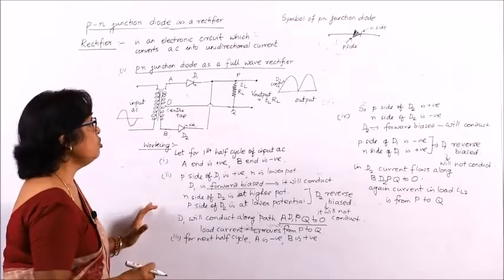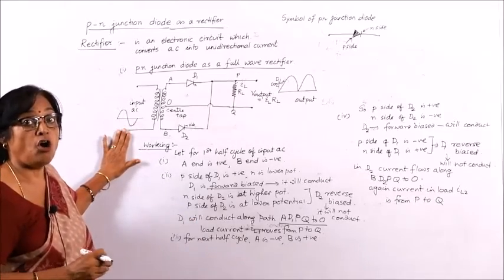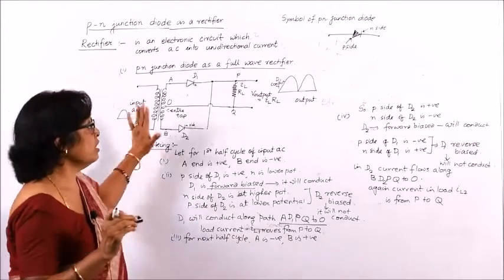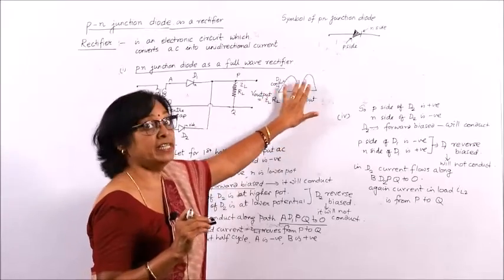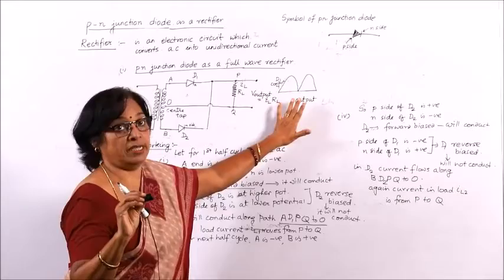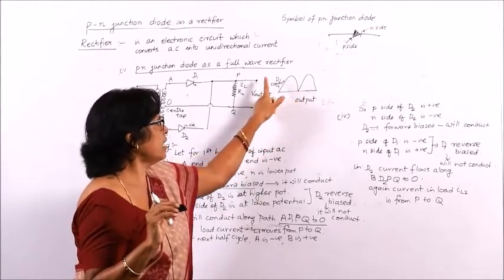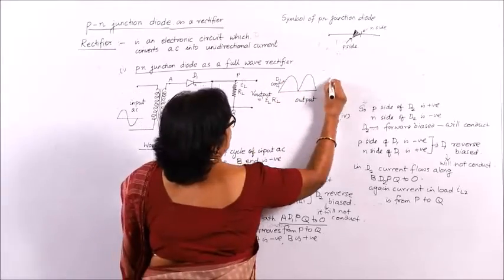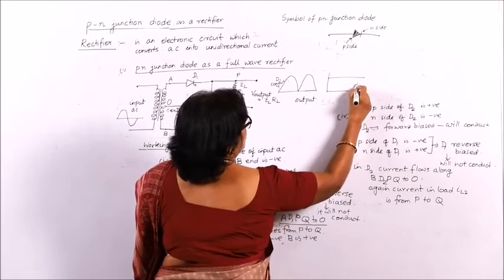So, this is how both cycles of the input AC are converted to unidirectional current. It is not a pure DC because it is fluctuating. Its value is not constant like this. This is a pure DC.